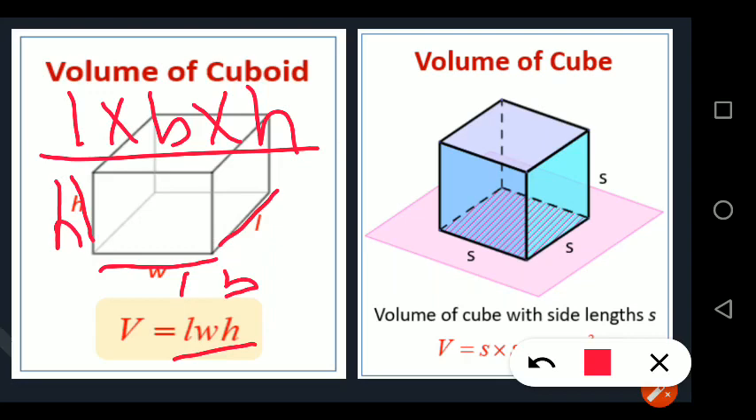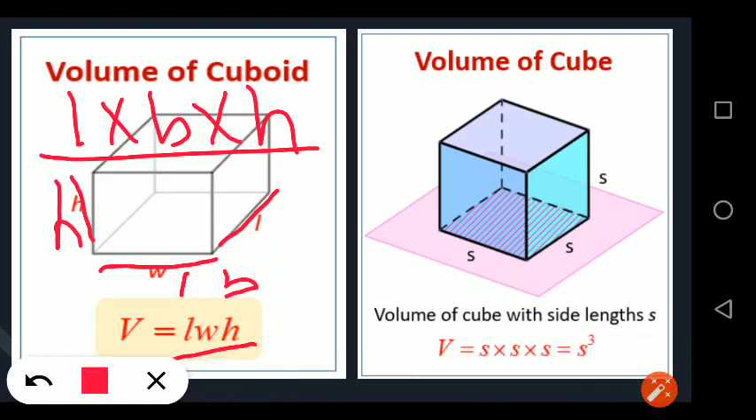Similarly, about the volume of cube. So we know that a cube is a three-dimensional figure, in which length, breadth, and height all are same. So let us denote it by S. So when we denote it by S, the volume of cube will become S into S into S, which is equal to S cube.